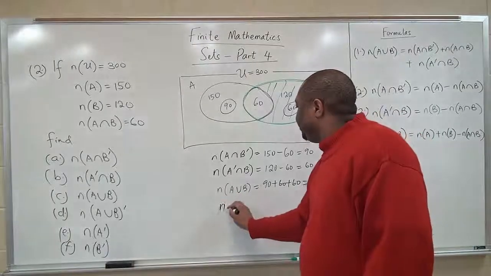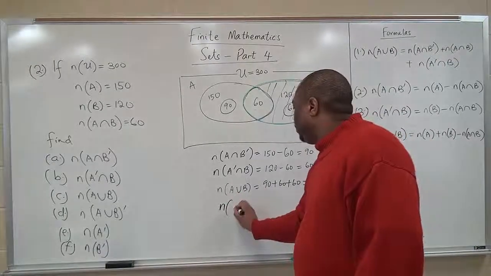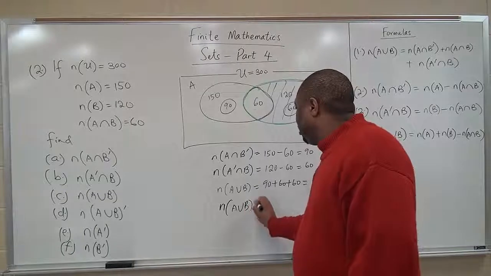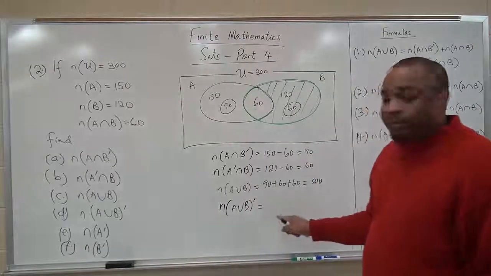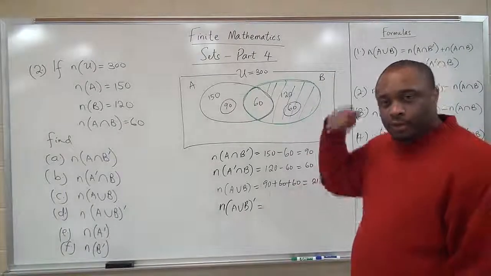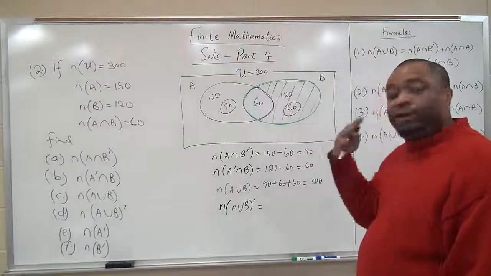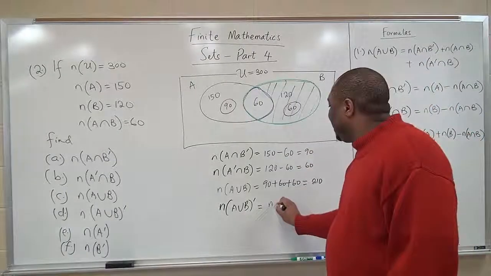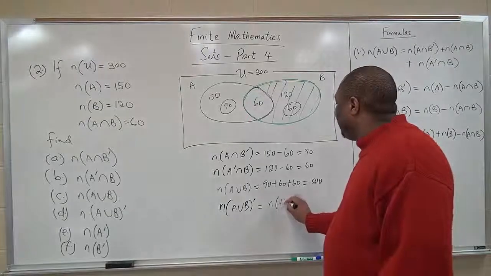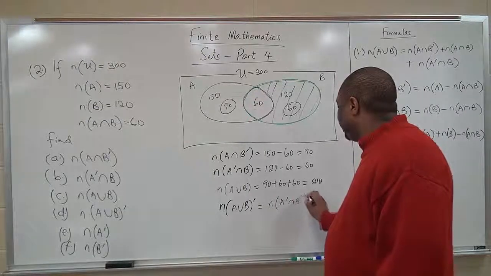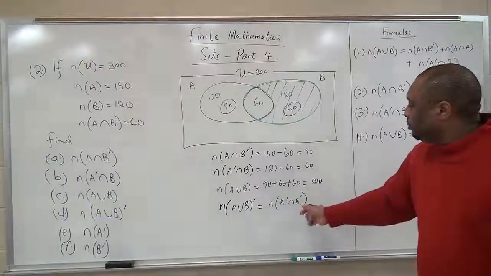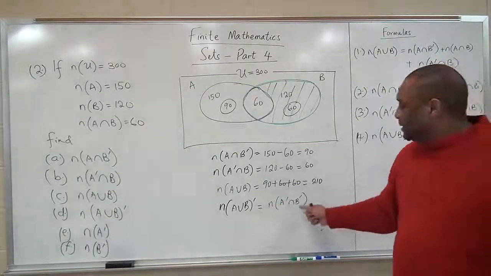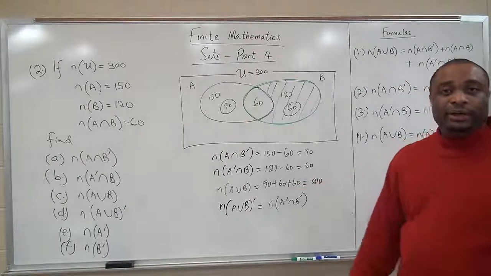Cardinality of A union B, all prime. From what we discussed in the previous videos, this is the same thing as cardinality of A prime intersect B prime. So if they ask you cardinality of A prime intersect B prime, it is the same thing as A union B all prime.